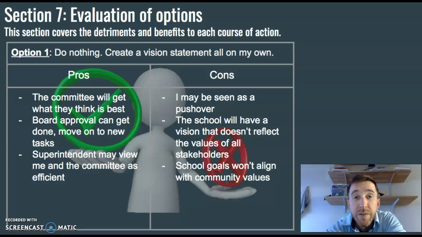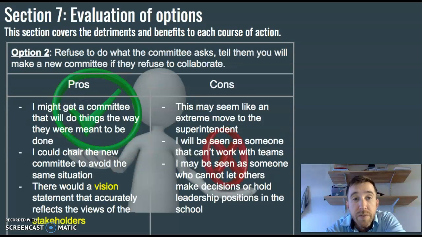align with community values. And my second option, refuse what they want to do and tell them I'm going to make a new committee. The pros would be that I might get a committee willing to do things the way they were meant to be done. I could chair the new committee to avoid the same situation. And there would be a vision statement that accurately reflects the views of the stakeholders. Cons would be that this may seem like an extreme move to the superintendent. I would be seen as someone who can't work with teams, and I may be seen as someone who cannot let others make decisions or hold leadership positions in my school.